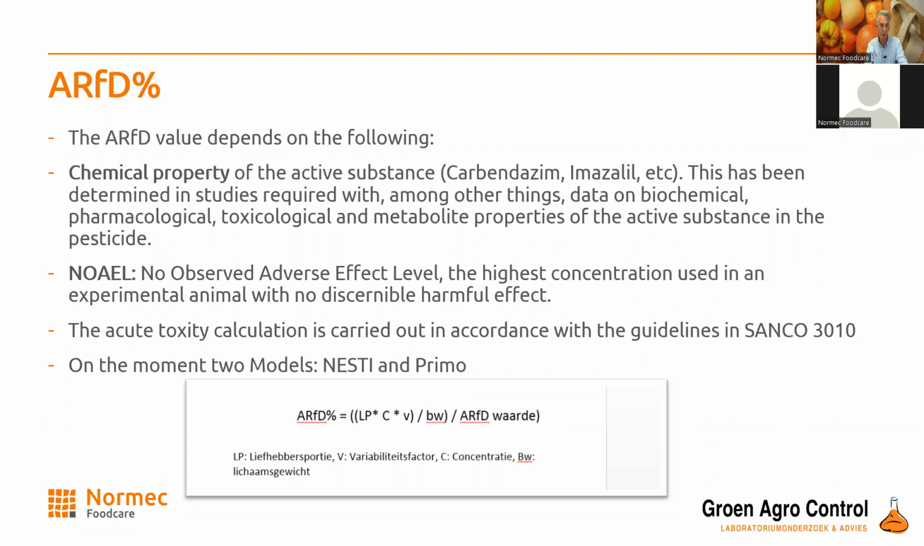The acute toxicity calculation is carried out in accordance with the guidelines in SANCO 3010. At the moment, we have two models for the ARfD, the NESTI and the PRIMo. And you also see a little calculation of the ARfD percentage: the large portion times the concentration of the pesticide in the product times the variability factor, divided by the body weight, and that total is also divided by the ARfD value, and that will give you the ARfD percentage.